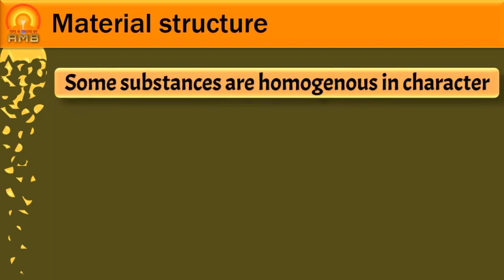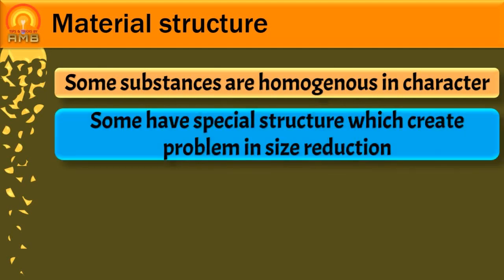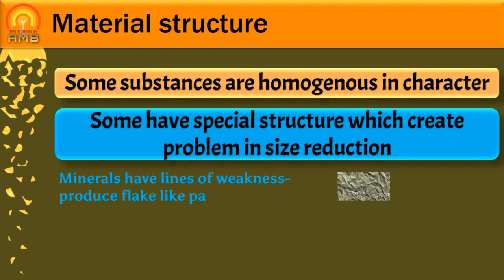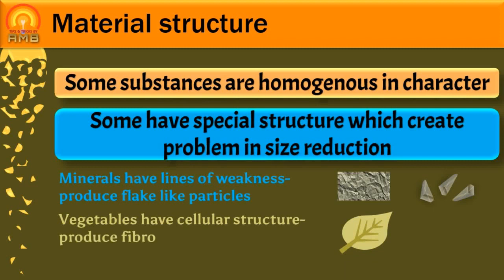Another factor is material structure. Some substances are homogeneous in character, but majority have some special structures which may create problem in size reduction. For example, mineral substances may have lines of weakness that lead to form flake-like particles, while vegetable drugs have a cellular structure often leading to long fibrous particles.